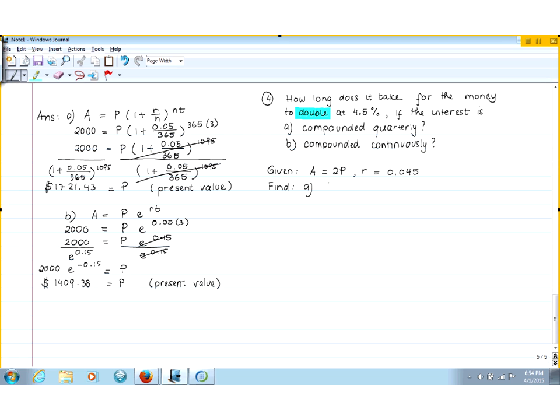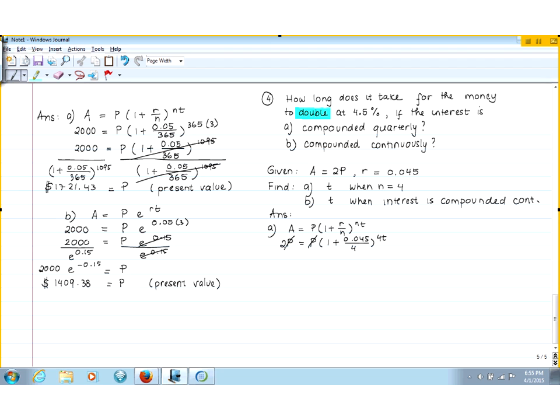So in this case, we want to find how long, T, when N is equal to 4, meaning the interest is compounded quarterly, and B, how long when the interest is compounded continuously. For that we will use the other formula. So answer A: A is equal to P multiplied by (1 plus r over n) raised to the nt. I do not need to know what the principal is, but I know that the accumulated value is 2 times the principal. So substituting 2P for A, 2P is equal to P times (1 plus 0.045 divided by 4) raised to the 4t.